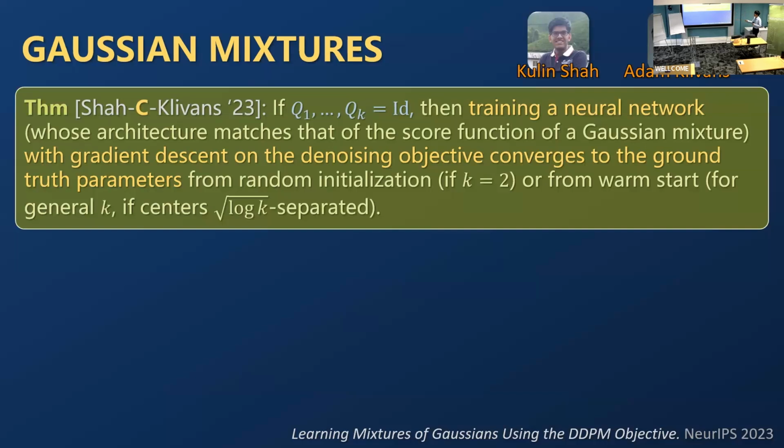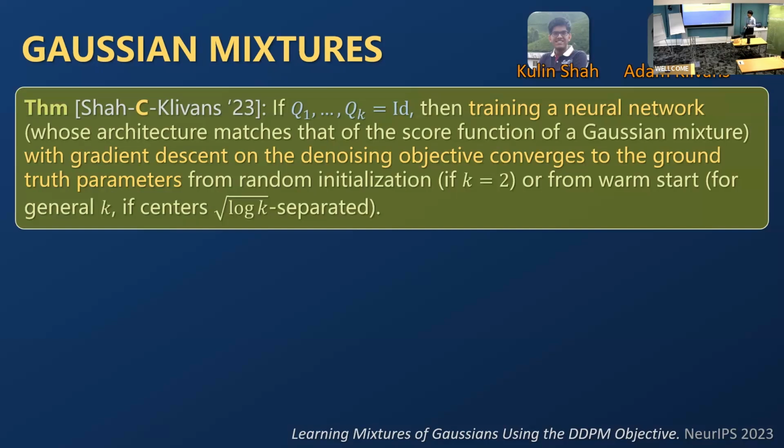So what do we show? We show that from random initialization for the score network that you're training, if you have two components, then it'll converge to the ground truth parameters globally. Okay? Maybe not super surprising. And if you initialize from a warm start, so if the parameters of the network are already somewhat close to the true centers, then you converge at a geometric rate to the ground truth parameters in the well-separated case. Okay, so this is a stylized setting for analyzing gradient descent.